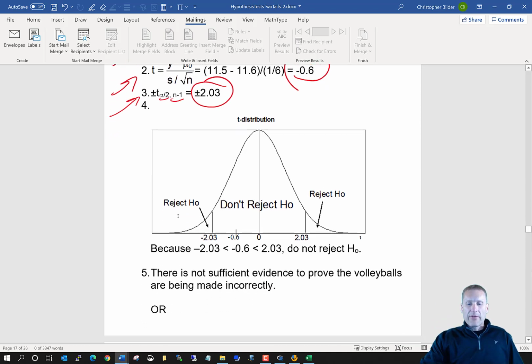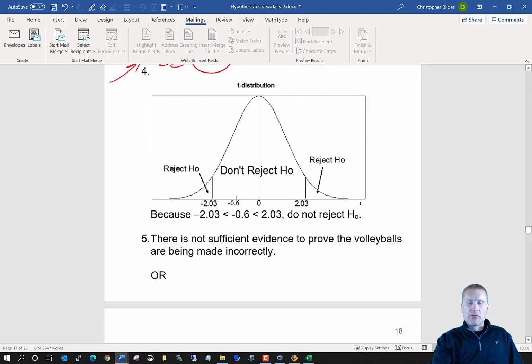Step 4, let's graph it out. So I draw my t-distribution. Then I put the critical values on it. Then I plot my test statistic value, negative 0.6. Then I label my don't reject regions and my reject regions. Obviously, negative 0.6 falls in my don't reject region. So I say, well, because negative 0.6 is between these two critical values, don't reject H0.